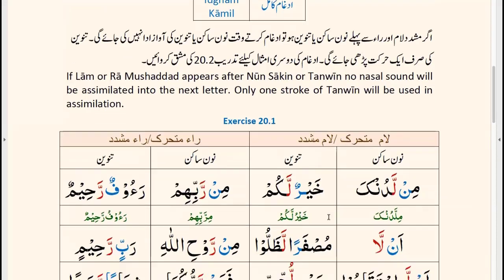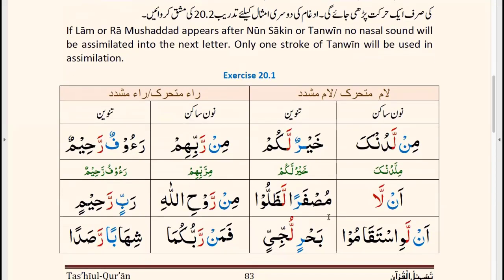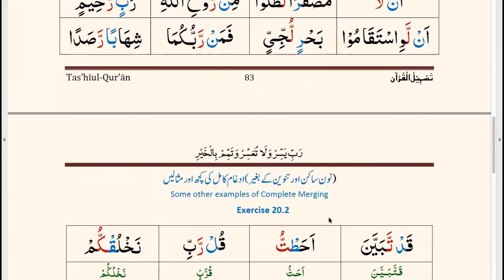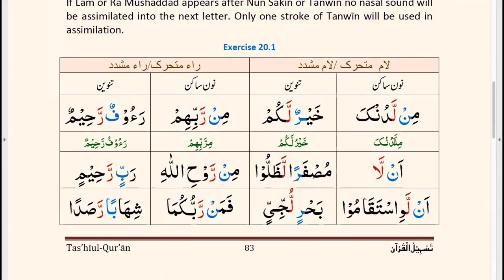Okay, so let's go through a few of the examples, and then we can have a student come to the mic and practice. The first one, you can see here how it is written without the noon sakin. So we will just be joining the meem to the lam, milla, because lam mushaddad appears after a noon sakin. Milla donka. Now here we have lam mushaddad after a tanween. The ra carries a tanween, so this part we will read as rulla. Khayrul lakum.